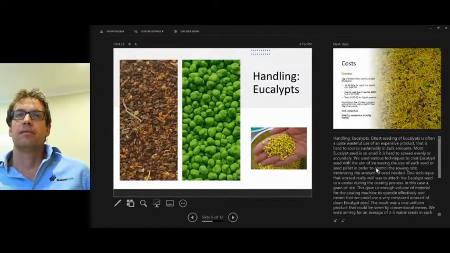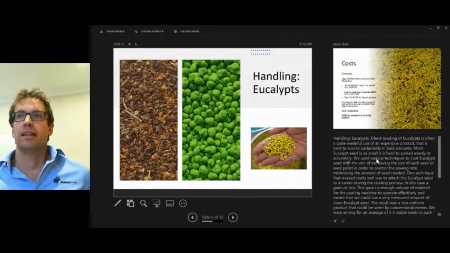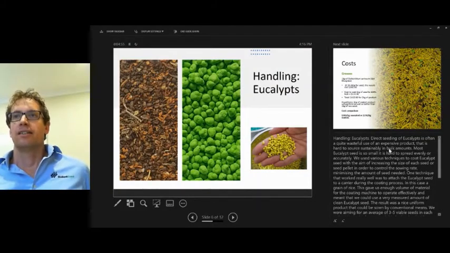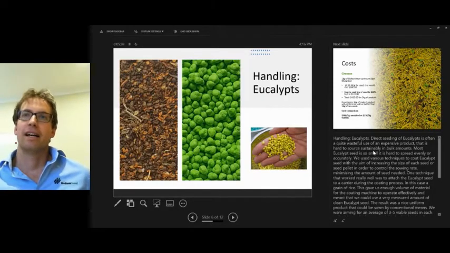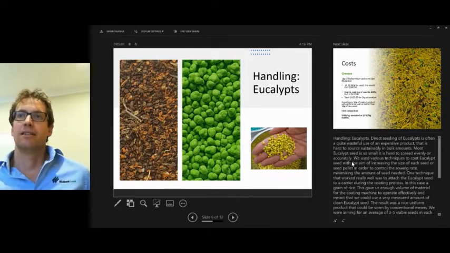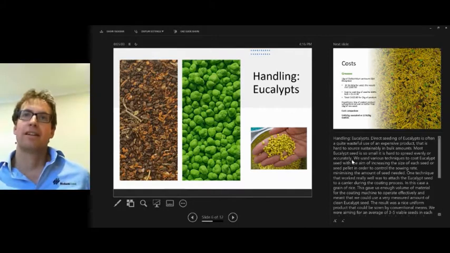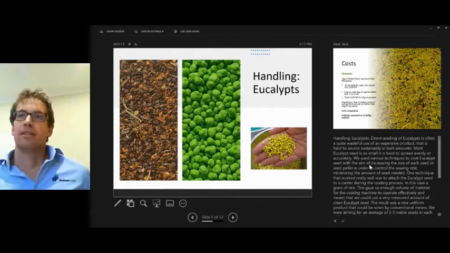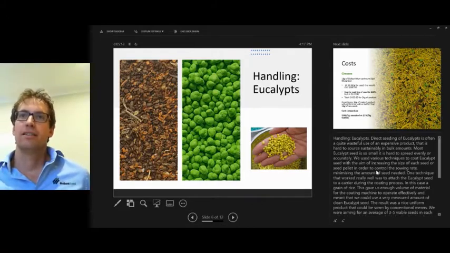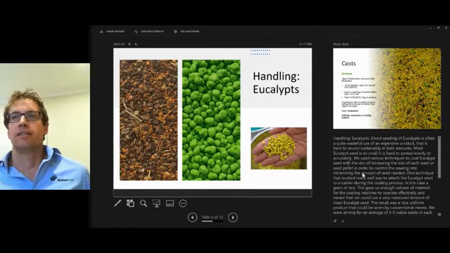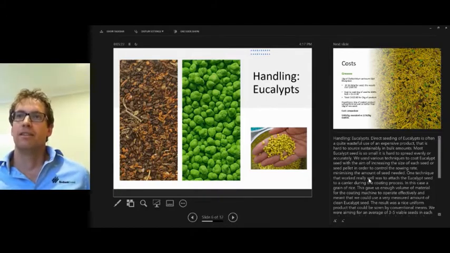So handling of eucalypts, this is another issue because direct seeding of eucalypts still occurs, and it's a very wasteful use of an expensive product that's hard to source sustainably in bulk. Most eucalypt seed is so small it's hard to spread evenly or accurately, and so we trialled various techniques to coat eucalypt seed with the aim of increasing the size of each seed or seed pellet in order to control the sowing rate, minimising the amount of seed needed.